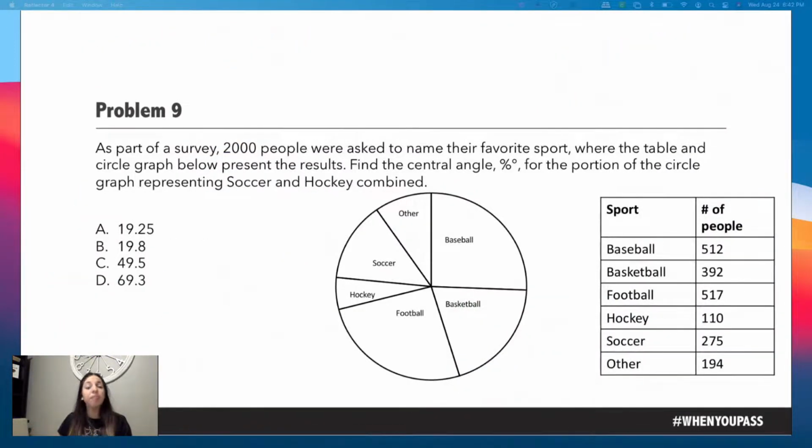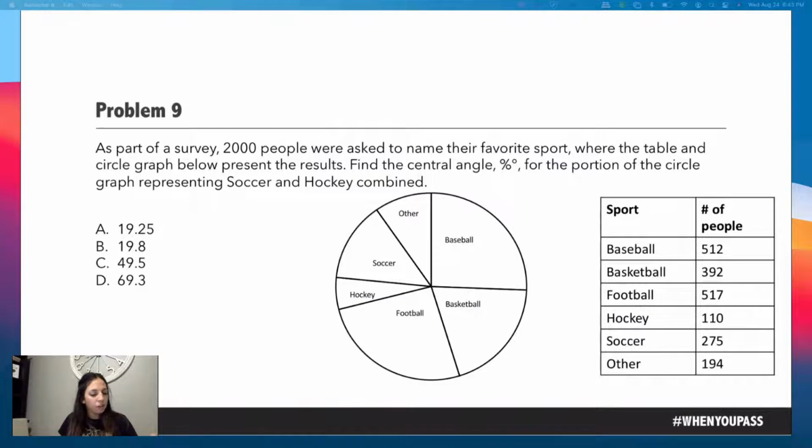This is a problem that's definitely going to be for my 7 through 12 people because everybody else does not have to find central angle. So if you're taking the GK or the middle school math exam, this is not a problem for you. This is a problem for my 7 through 12 people.